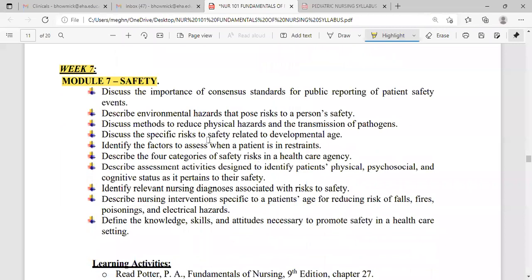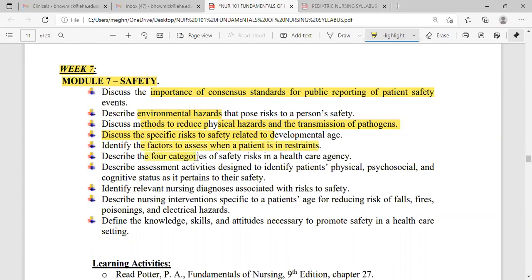Week 7, module 7, talks about safety. Discuss the important standards for public reporting of patient safety, environmental hazard identification, and methods to reduce the physical activities that transmit pathogens. Discuss the specific risks to safety related to developmental age, and identify the factors to assess when a patient is in restraints.